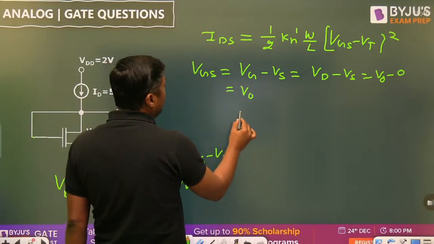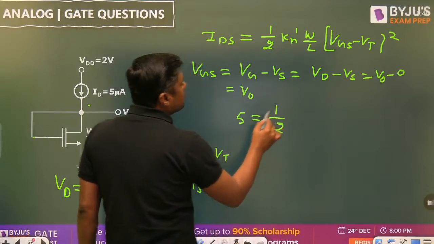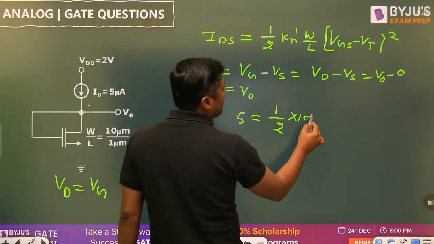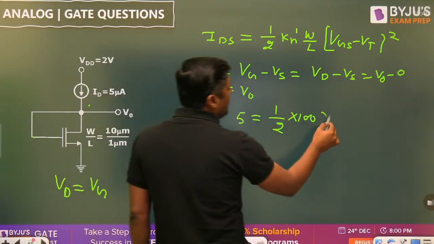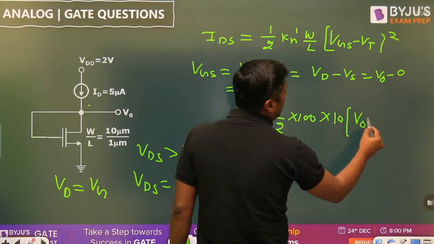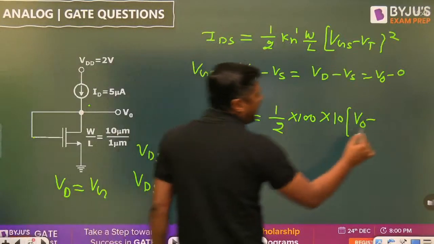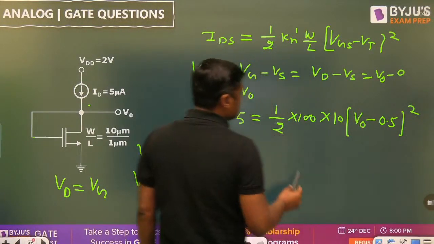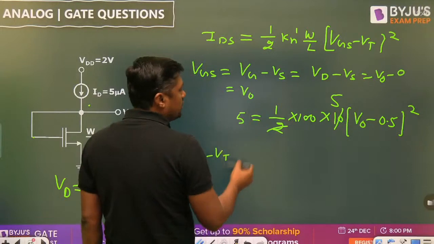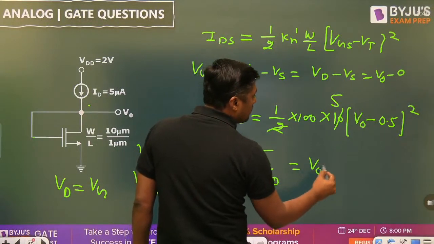What is the IDS given? 5 microampere. This is given as 5 microampere. 1 by 2. What is the K and S? Mu and CUX, 100 microampere it is given. So no need to change the unit. 100, 5 micro. W by L, 10 by 1, 10. No need to change the unit. V0 minus VT. What is the VT? 500 millivolt, means 0.5 volt, square. Right? This 5 cancels out. It will become 1 by 100. Root over this is equal to V0 minus 0.5.